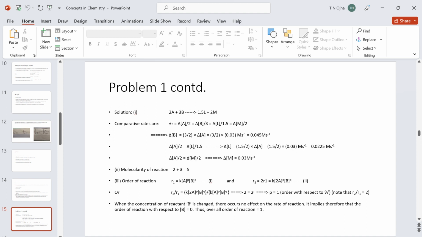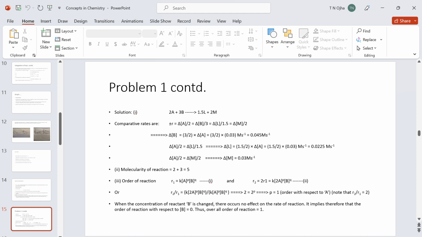It means if we want to calculate del B, it is 3 over 2 multiplied by del A. Similarly, if we want to calculate del L, it equals 1.5 over 2 multiplied by del A. Del A and del M will be the same because the denominator is the same. Molecularity I told earlier, 2 plus 3, 5.